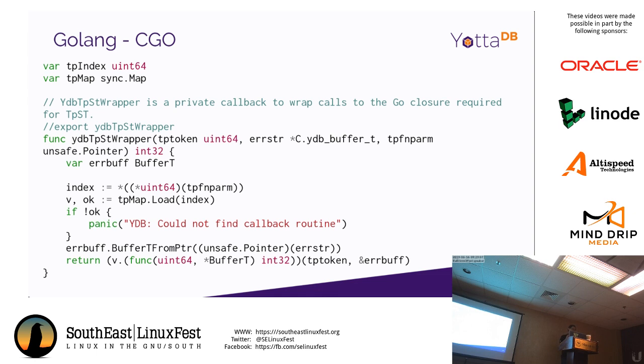This is what our TP wrapper looks like. This is the callback. So we have a TP index, which is a unique number representing the latest available TP function. We have the map where we store things. And then we have code, and this gets called from our C library, and it's passed a few arguments: a TP token, an error string, a TPFN parm, in C, that's your void star thing. And what we're passing as the void star thing is just an integer. So we cast it to an integer, and then we retrieve the function from our map, and we run it. And this seems to work pretty well for most of our users.